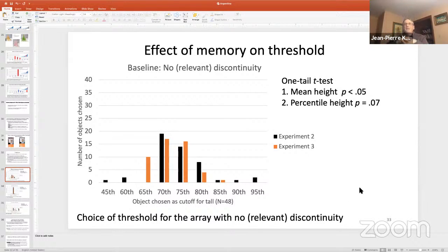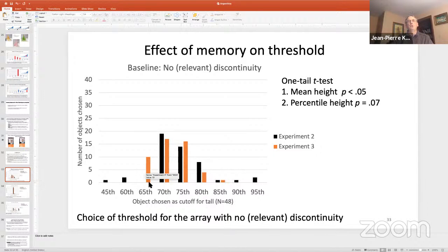So these are the results. For comparison, and I apologize, it's experiment 2 and 3. I didn't know whether we would have time for what is now experiment 2. But so this is the experiment which was presented simultaneously for that very same array, and experiment 3 is the one where it's presented sequentially. You can see that people still like the 70th and 75th percentile the most, but it shifted slightly lower.